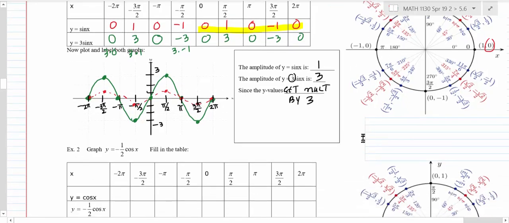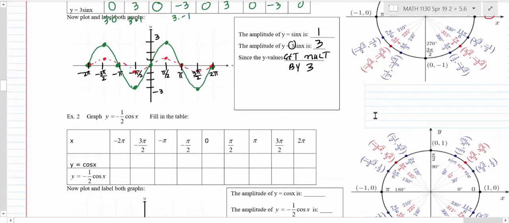So let's go ahead and do this next one here, and then we'll take a break. I want to get you through the amplitude because after this, we start going to the period change. And that's a little bit more complicated, but if you follow what I teach you, you'll do fine. There's nothing to it.